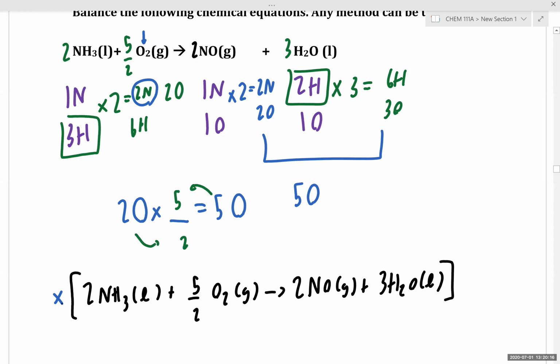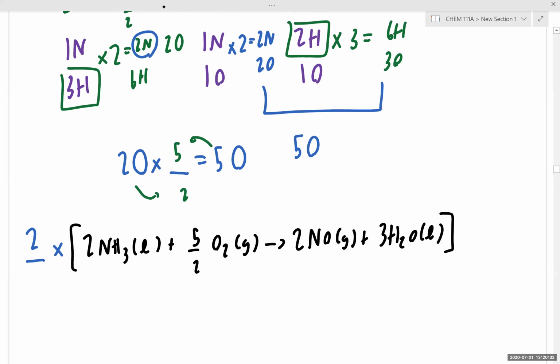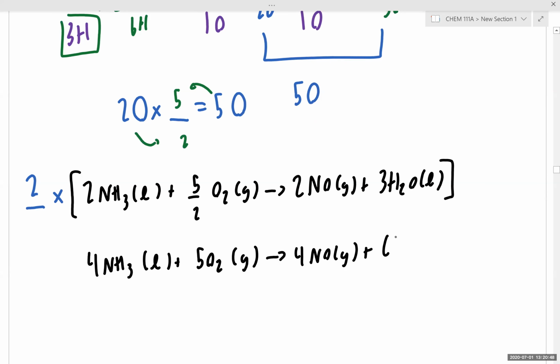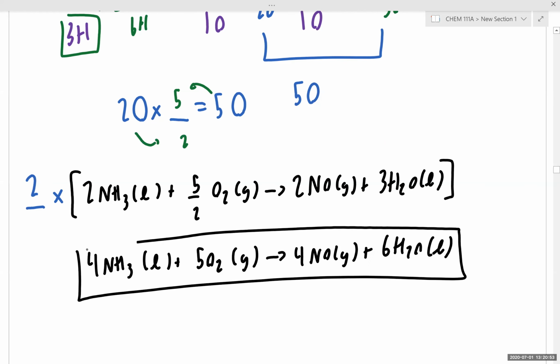So now this isn't our final balanced equation. We need to adjust our coefficients so that we don't have any fractions. What do we multiply all of our coefficients by to get whole numbers? We multiply them by 2. And that in turn gives us the following balanced equation. We have 4 ammonia plus 5 O2 gas leads to 4 nitrogen monoxide gas plus 6 H2O liquid. And now this is our complete balanced equation, and we're finished with this problem.